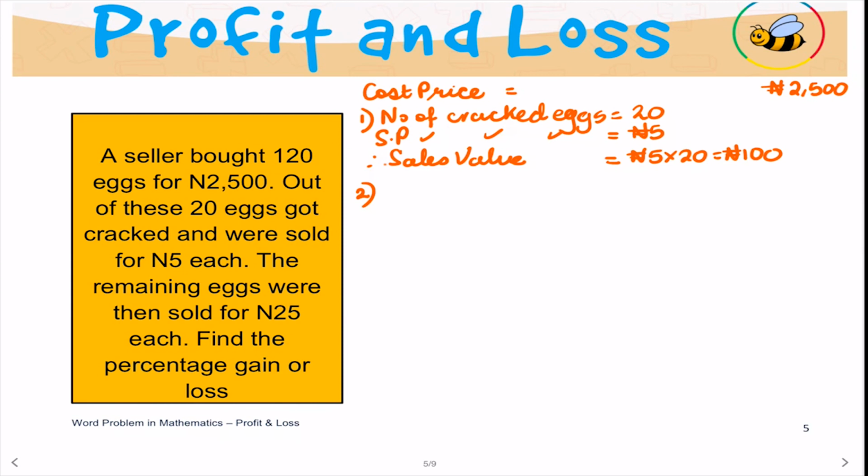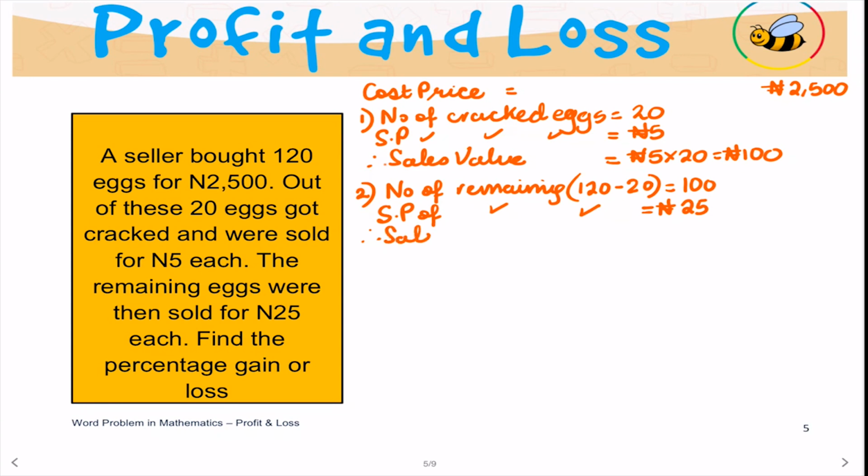Now, we are also told that the remaining eggs were sold for 25 naira each. So the first thing we have to ask ourselves is, what is the number of remaining eggs? And by deductive reasoning, the number of remaining eggs is 120 eggs minus 20, which is 100 eggs, because there were 120 eggs and 20 of them are cracked. We are told that the selling price of the remaining eggs is equal to 25 naira. It means therefore that the sales value from the remaining eggs is a total of 25 times 100, which is equal to 2,500 naira.